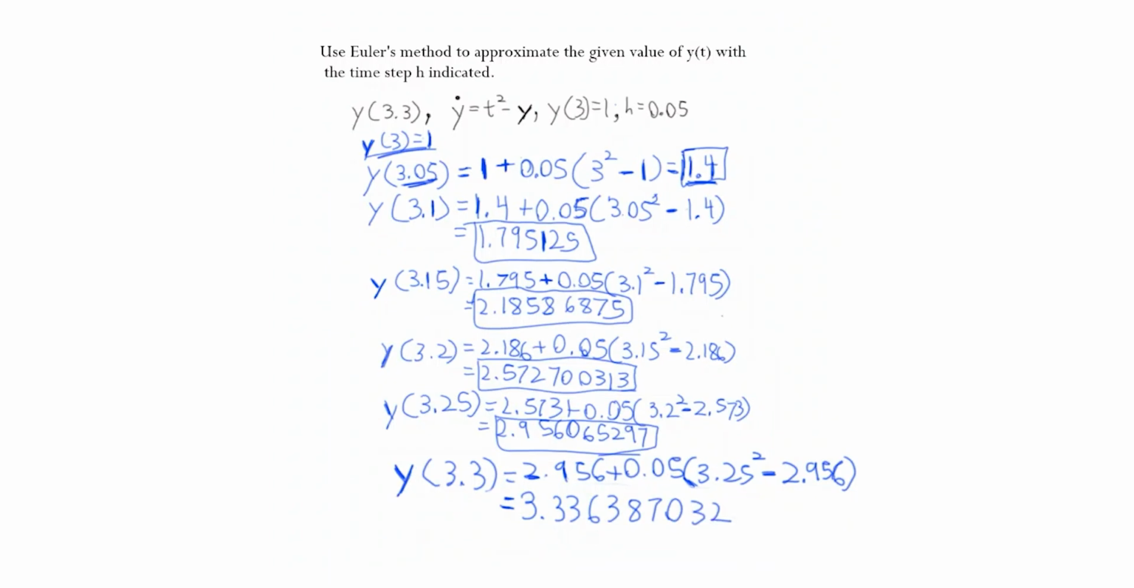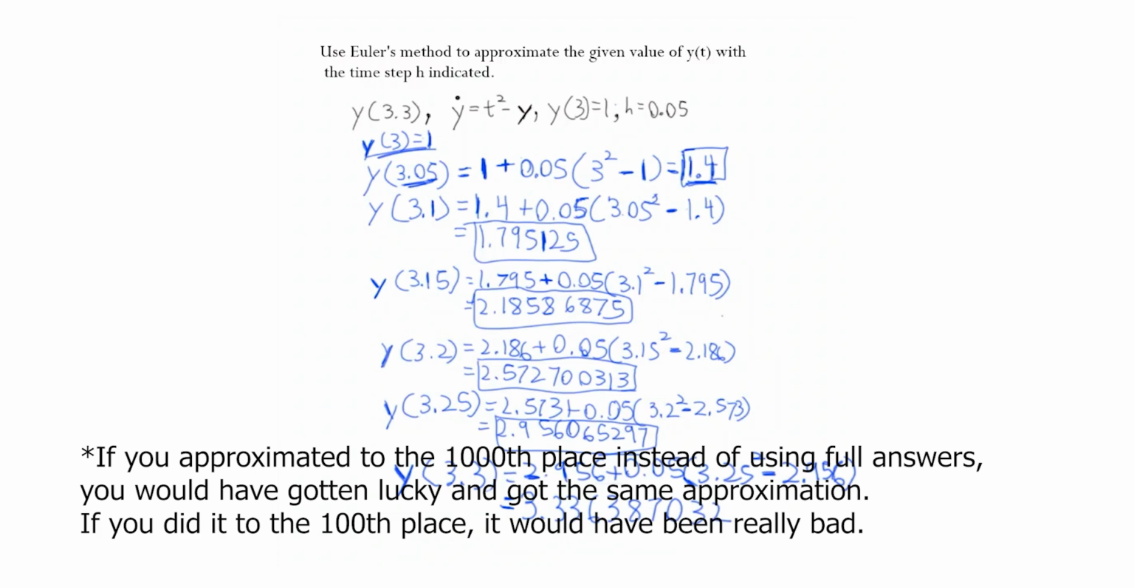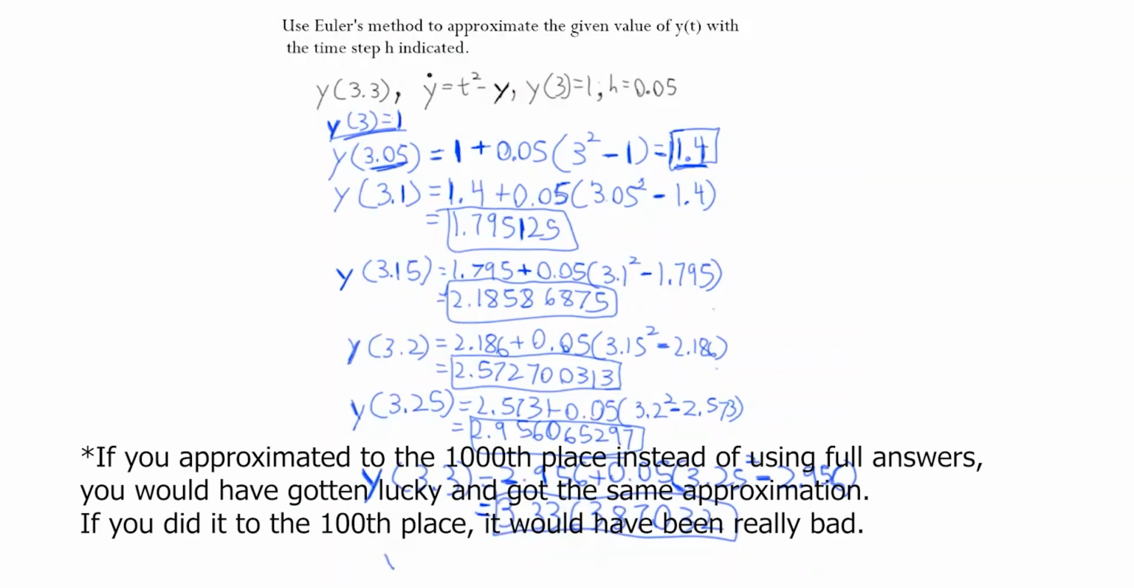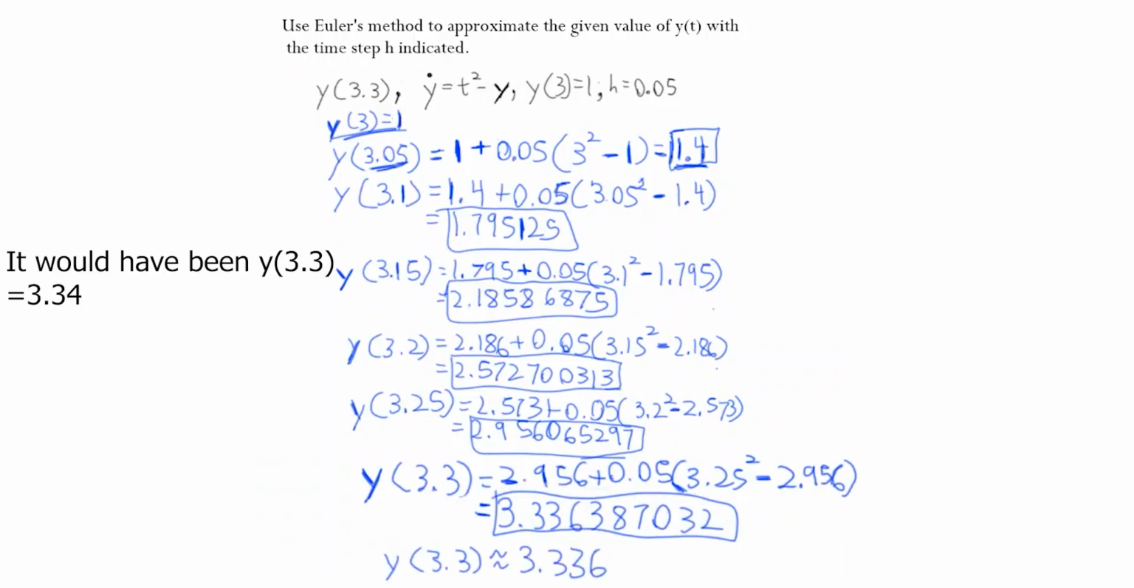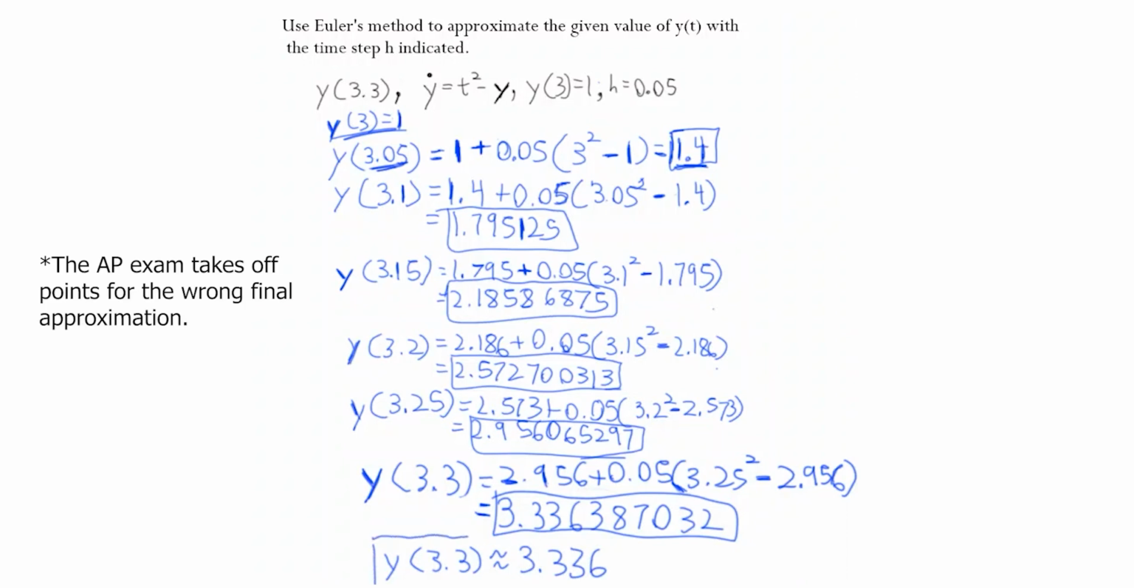Now they're asking us for an approximation. So for y of 3.3, it's fine to give them an approximate answer. Take it out to the third decimal, the thousandths place, as that's what we do in calculus. And y of 3.3 is approximately 3.336. And that is our final answer.